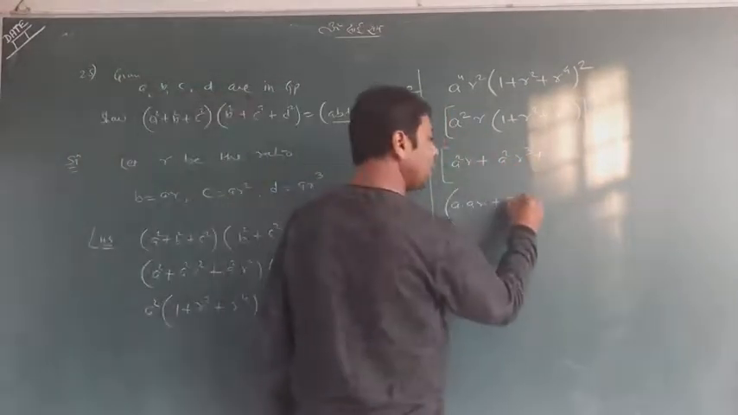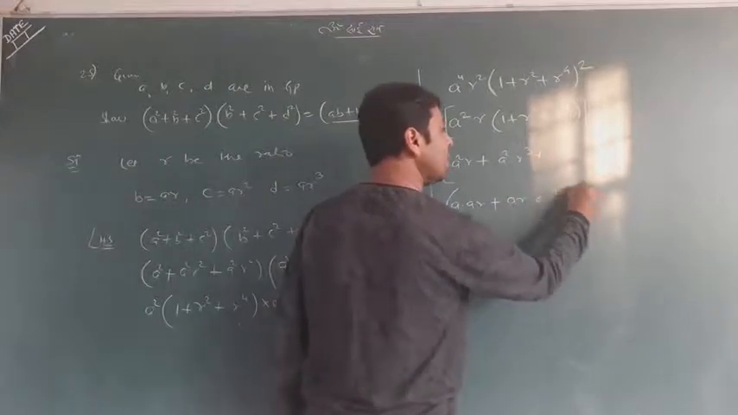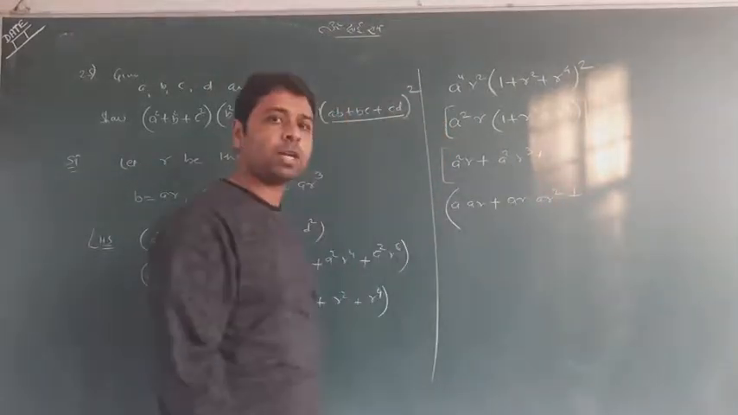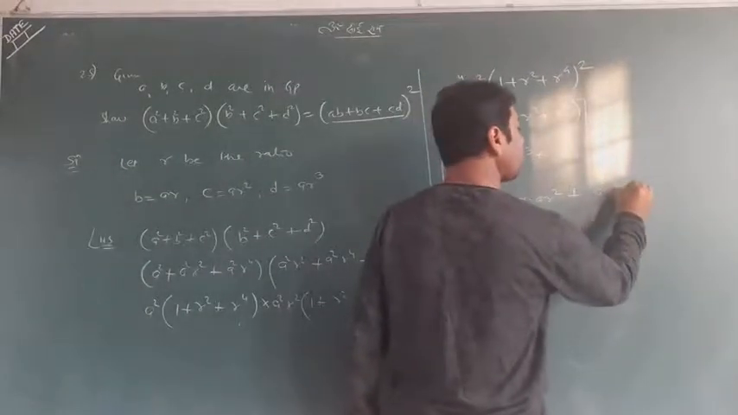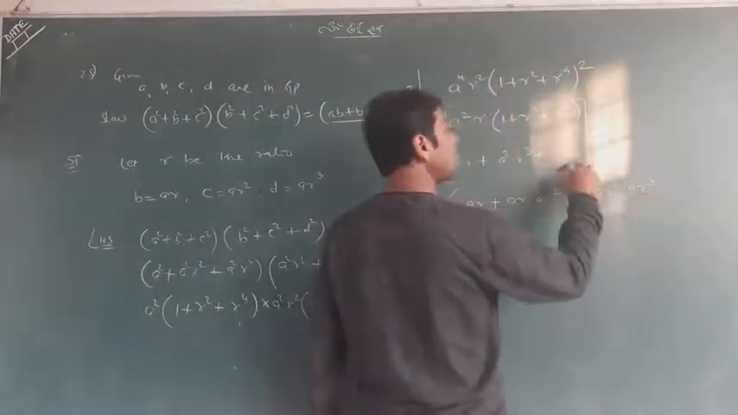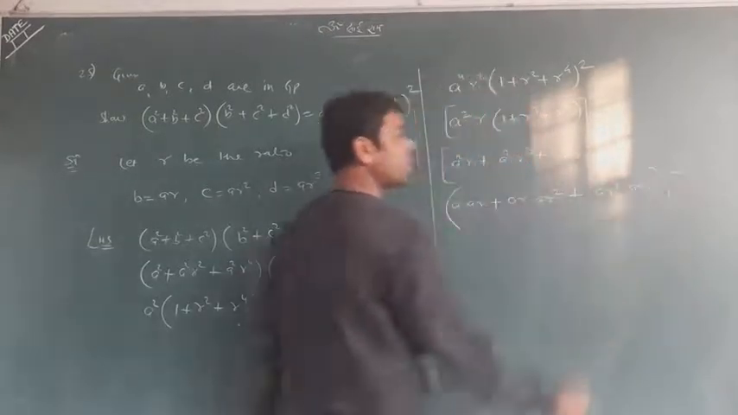So B was AR and C was AR square. Can you see these two will be a square of r cube? And above this, we need a C and D. So C was AR square and D is AR cube. It is completely a square r5 and the whole square is there.